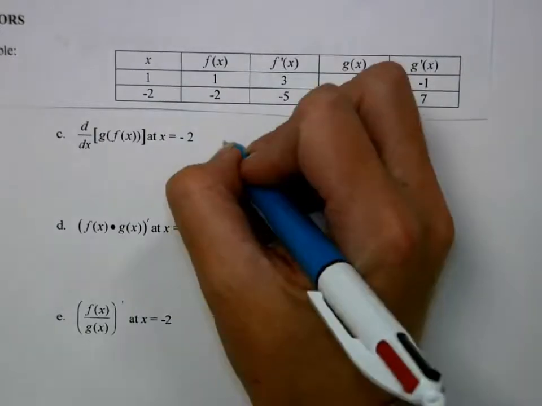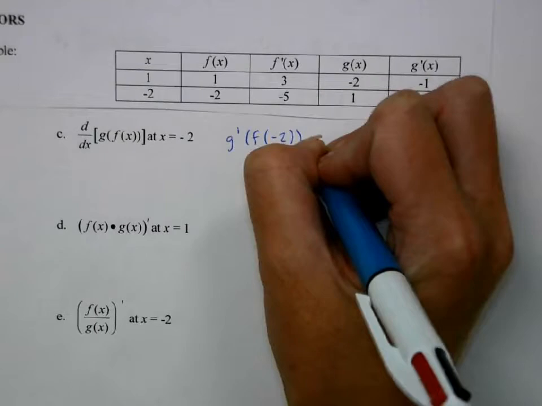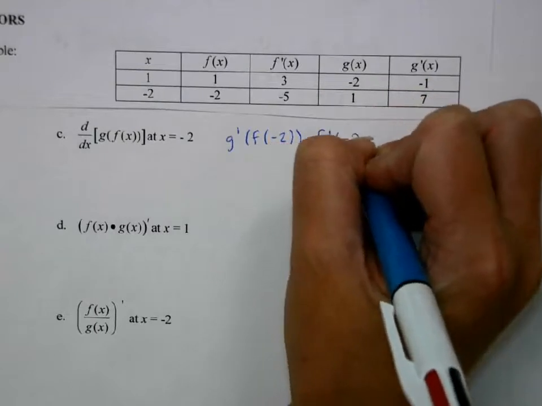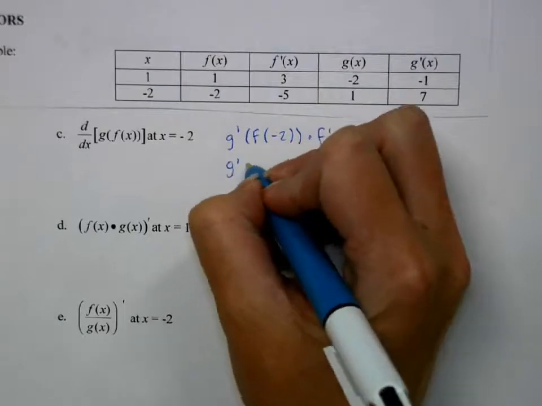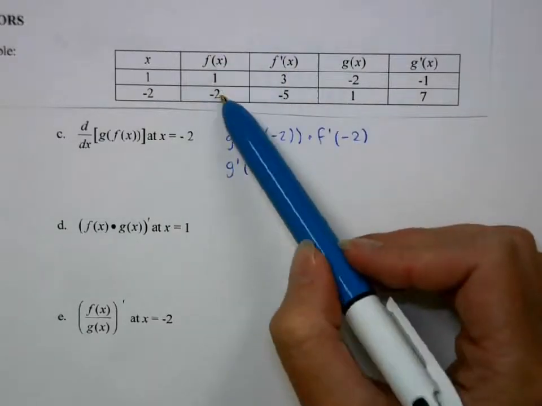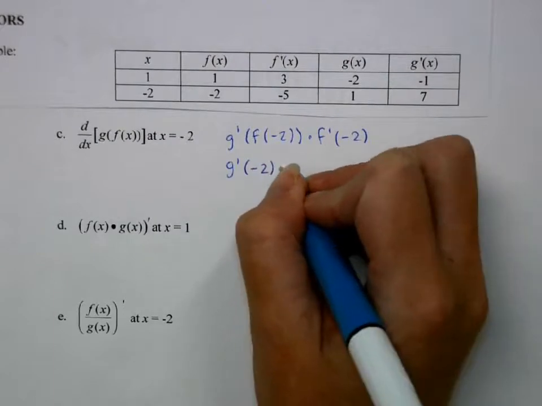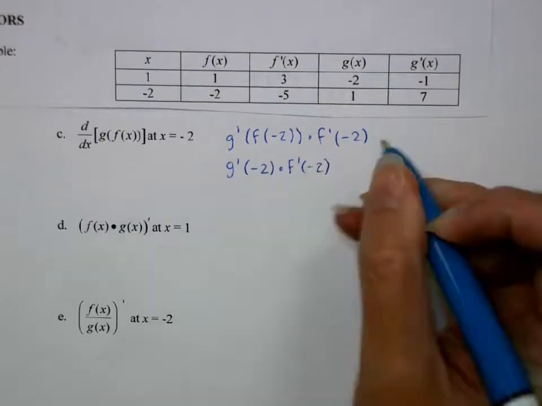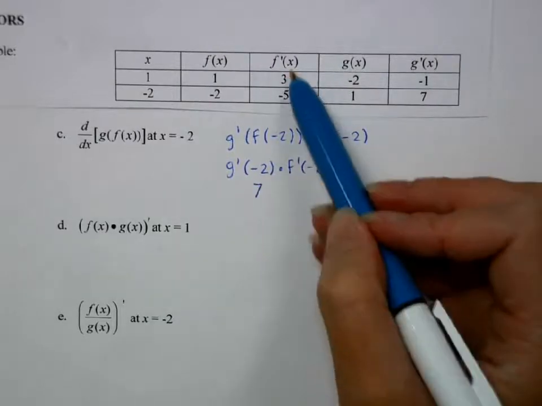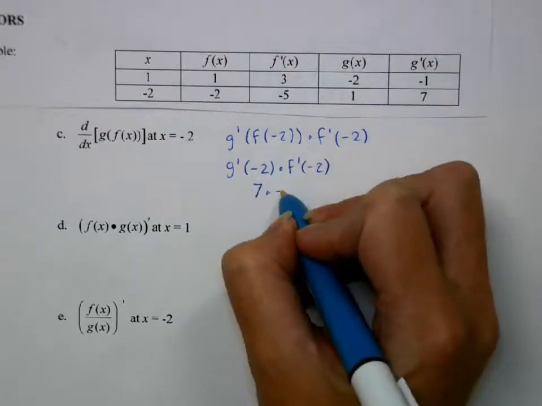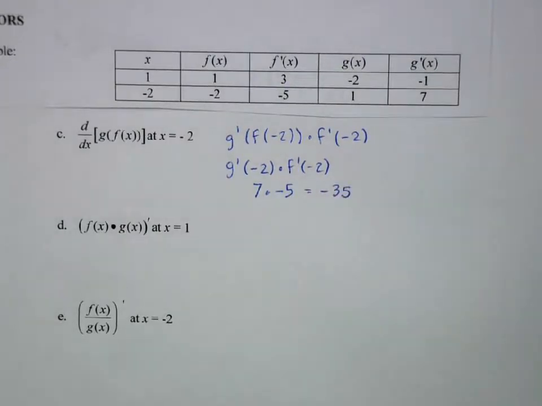G of f is going to be g prime f of -2 times f prime -2, so just applying the chain rule. G prime f of -2 is -2. So g prime of -2 is 7. F prime of -2 is -5. So this is -35.